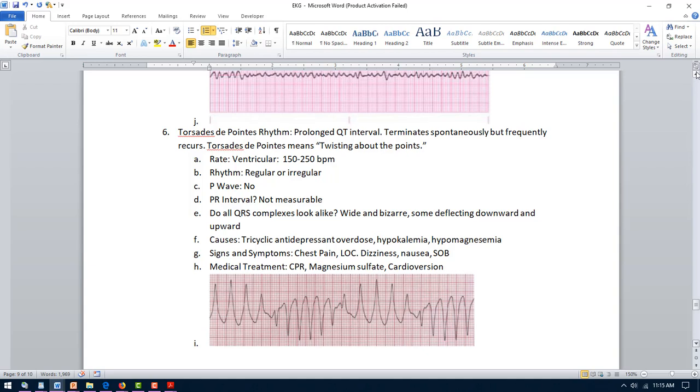There is no atria. It's the ventricles. Rhythm can be regular or irregular. There is no P wave, there's no PR interval to measure. The QRSs are going to be wide and bizarre. Some are downward, and then they're going to go upward for a while, and then downward again. This happens with tricyclic antidepressant overdoses, and low potassium and low magnesium can also cause this. For somebody in torsades, we're going to be giving them mag sulfate, cardioverting them, CPR. Sometimes it will terminate on its own, but it'll reoccur.